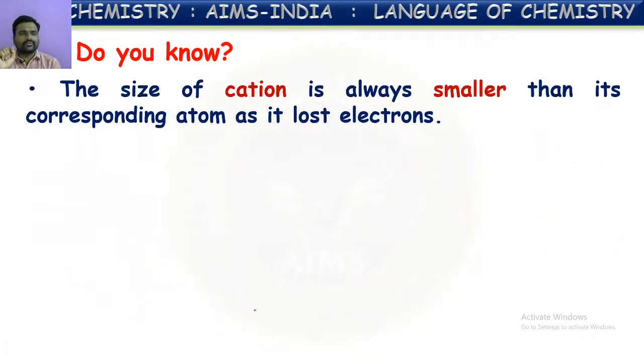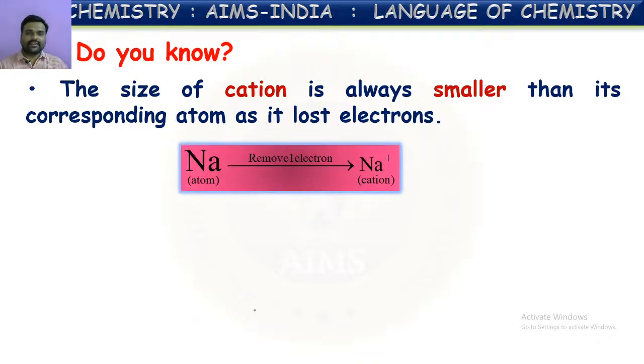So here we can note one point. The size of cation is always smaller than its corresponding atom as it lost electrons. Yes, for example, sodium atomic size is greater than the sodium ion's size, because sodium, we know its atomic number is 11. It has 11 electrons revolving around its nucleus. But when it forms Na plus ion, it lost one electron there. Number of electrons are reduced in Na plus, so size will be decreased further.